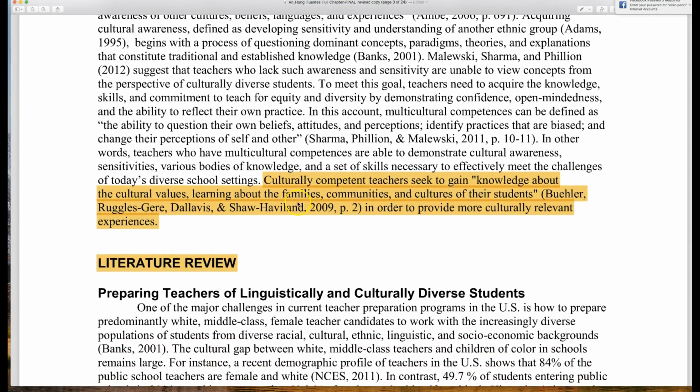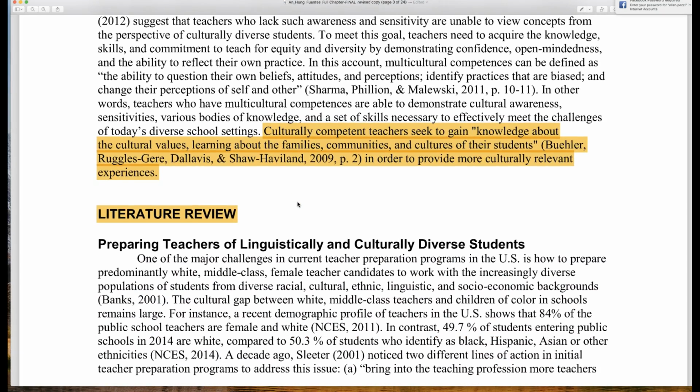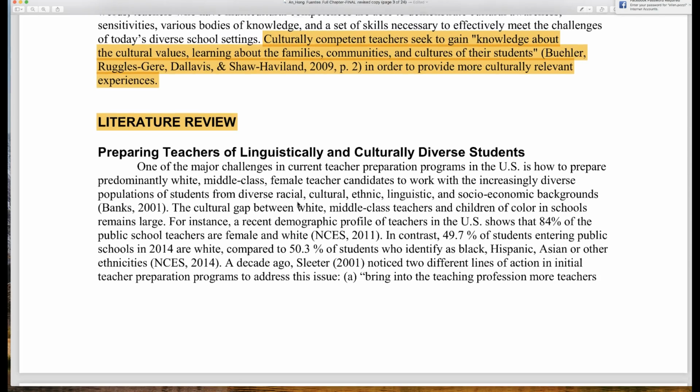Culturally competent teachers seek to gain knowledge and learning in order to provide more culturally relevant experiences. So those are theoretical backgrounds and rationale for the study. Then we come to the lit review.